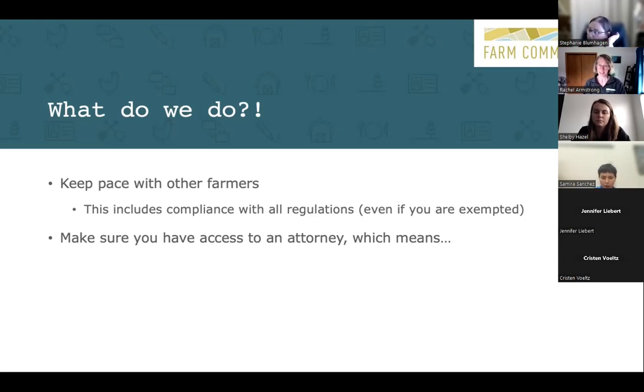But if you aren't complying with it, are you keeping pace with other farmers? Are you accidentally becoming more negligent because you are not doing what other folks do? So that risk is real, and strong risk management does suggest that you comply with the regulations that are written to protect our food supply, even if you don't technically have to.